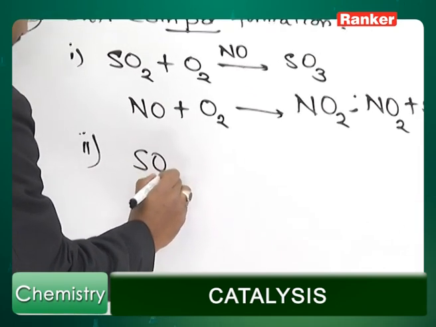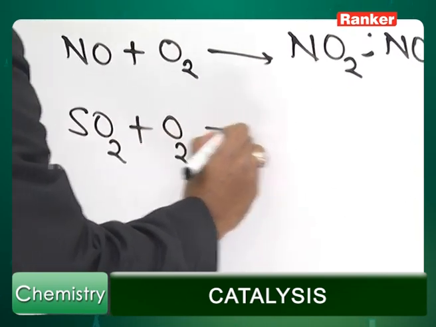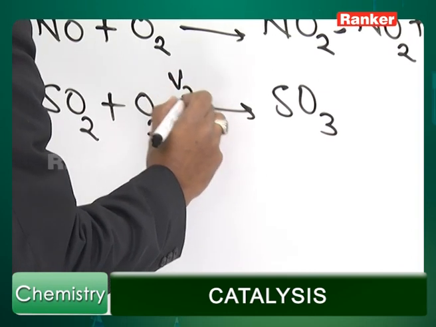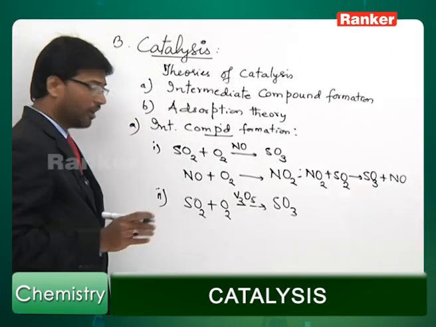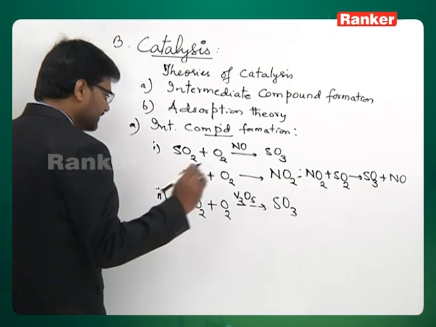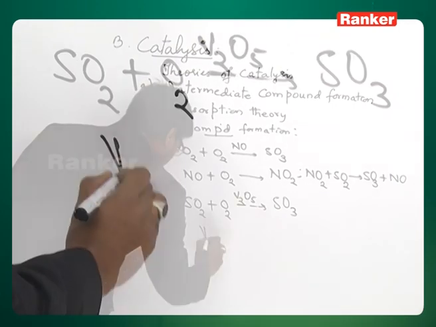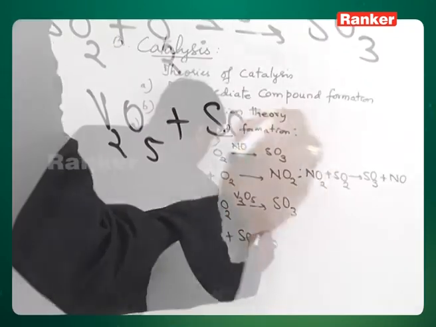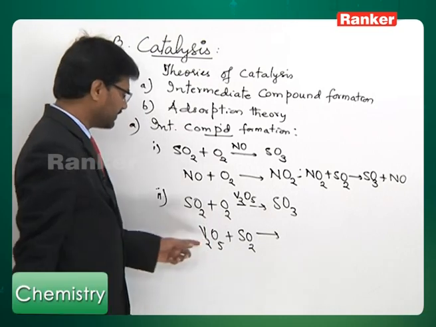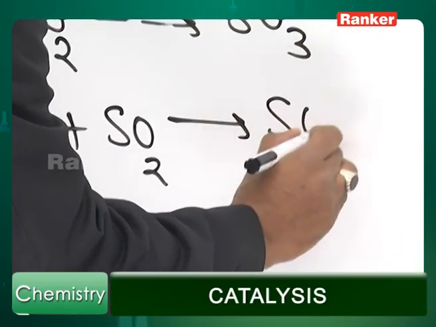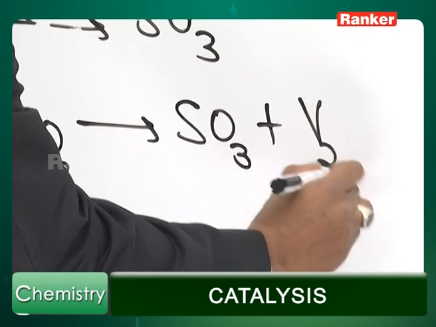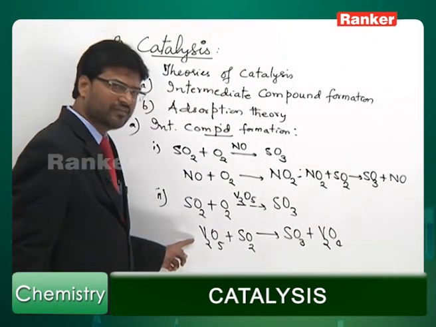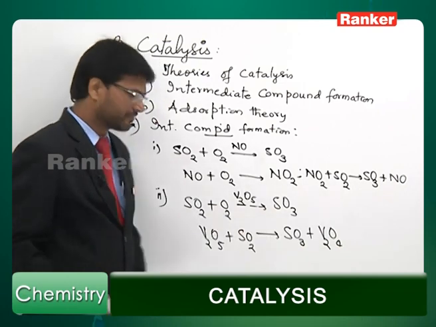This is again for this only, SO2 plus O2 gives rise to SO3. This time we'll see how vanadium pentoxide is able to catalyze this reaction. The reaction is explained in this way. V2O5 first reacts with SO2. It will transfer its oxygen to SO2 and SO2 will become SO3. V2O5 now will become V2O4. You can see in this reaction the oxidation state of vanadium has changed from +5 to +4.